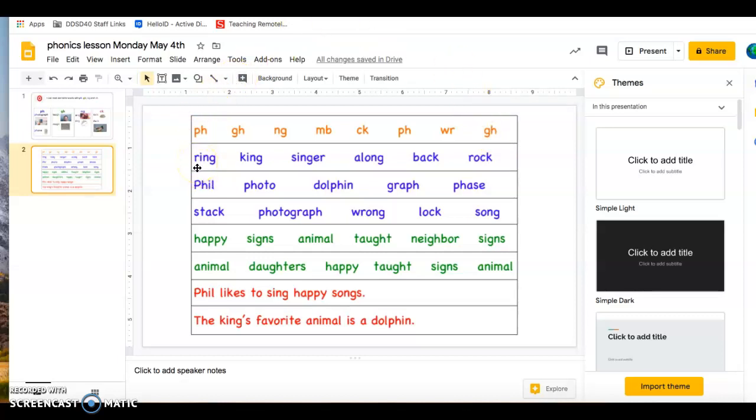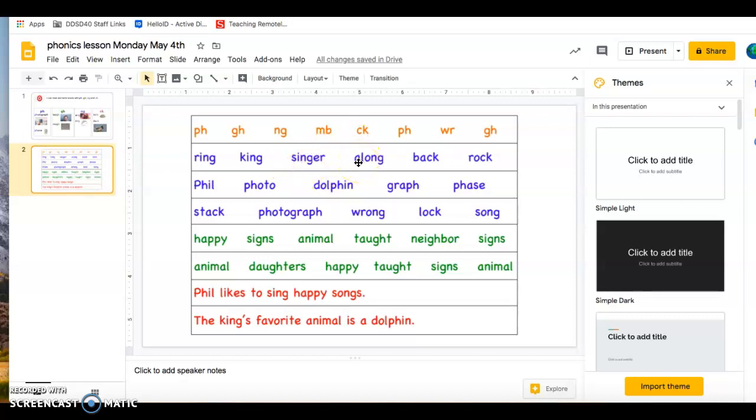So let's look at this word. If we sound it out to ourselves, we look at the beginning sound, and then we can see that there's ing that says ing. So reading it together, it would be ring. Look at this one. Sound it out to yourself. That's right. It's king. This one is my turn, your turn. Singer, your turn.